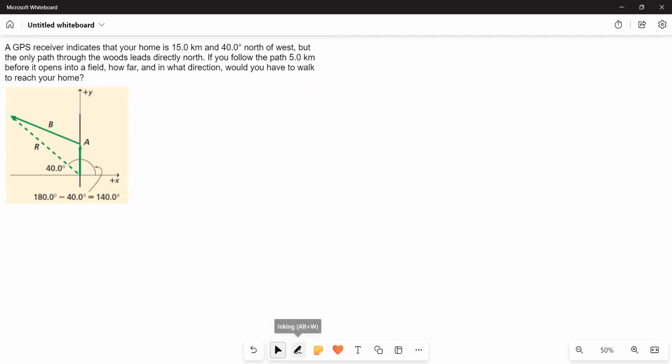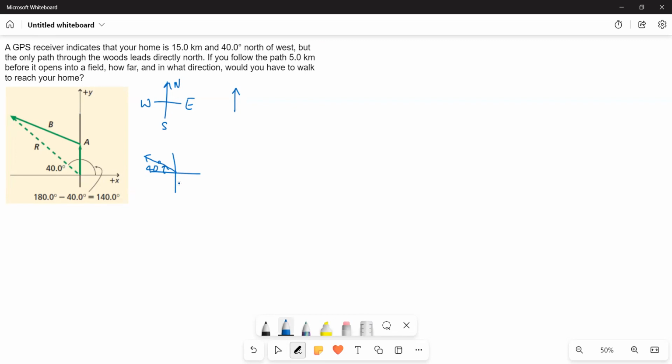Now I will try to explain it. You know, this is north, and then this is east, south, west. First, A is in the northern direction. Therefore, it has only a y component, no x component, because it is a straight line. Next, he gave the resultant. The resultant angle is given to us as 40 degrees in this direction.